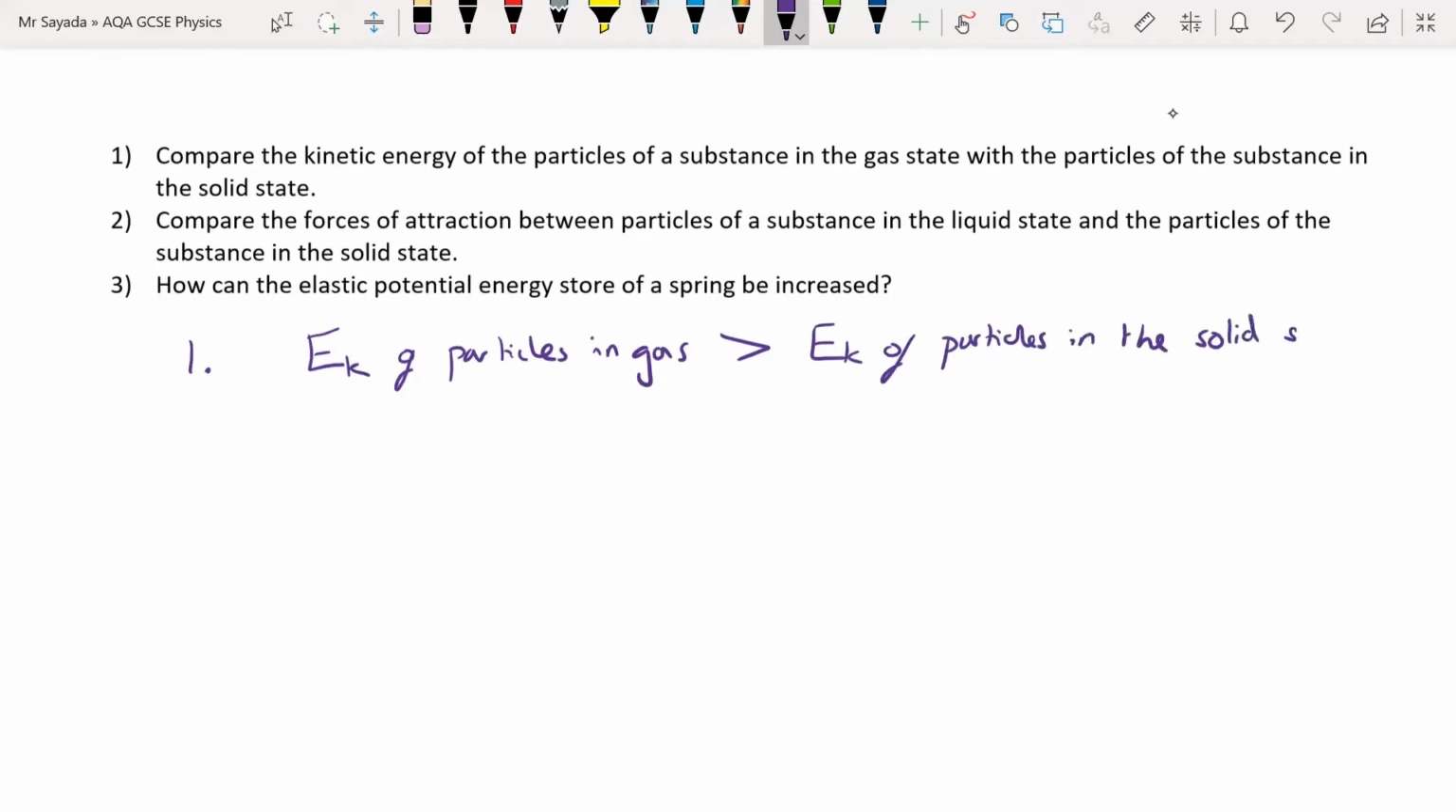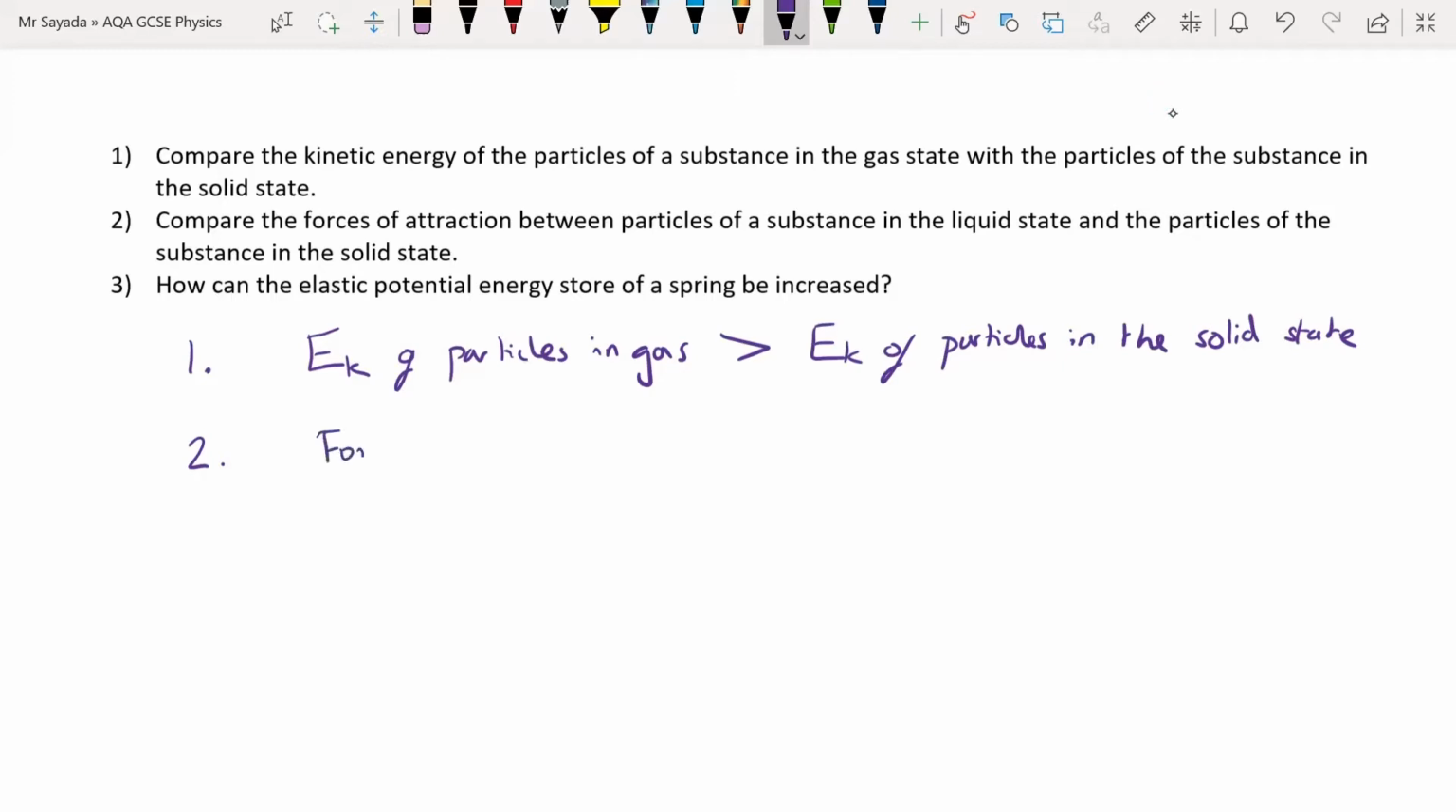So particles in a gas move faster than particles in a solid. In fact, the particles in the solid just vibrate on the spot. They don't move around freely. Question 2, the forces of attraction. So the forces of attraction are strongest in a solid, then in a liquid, and then in a gas they're weakest, almost non-existent in fact. So the particles in the solid state have greater forces of attraction.